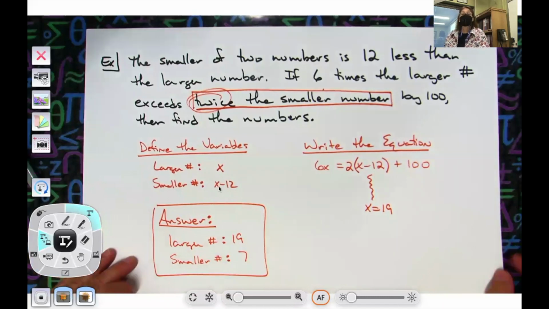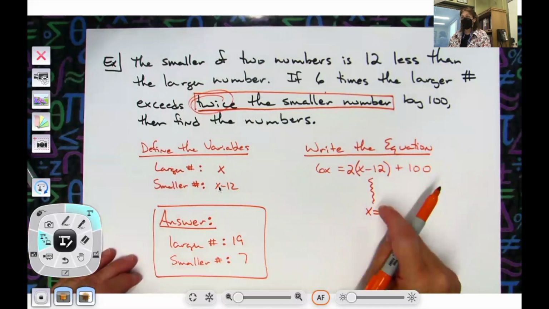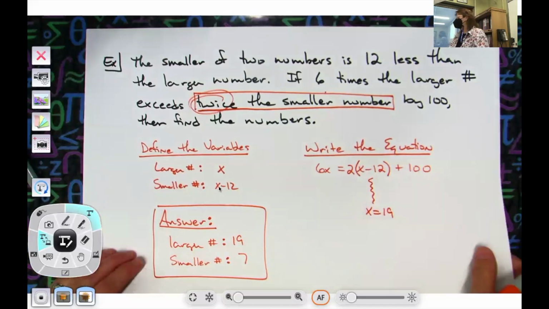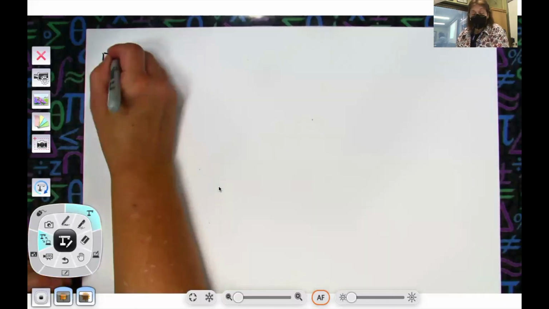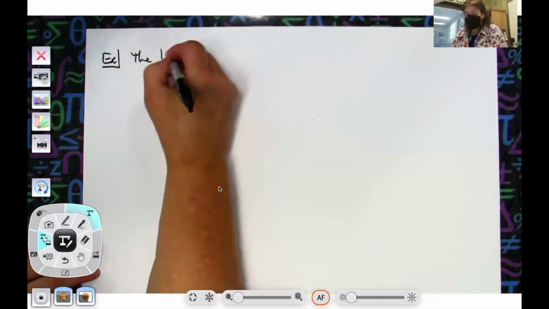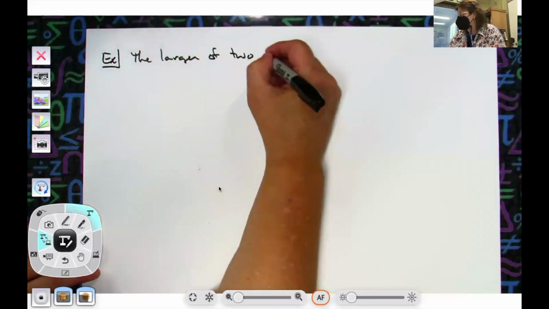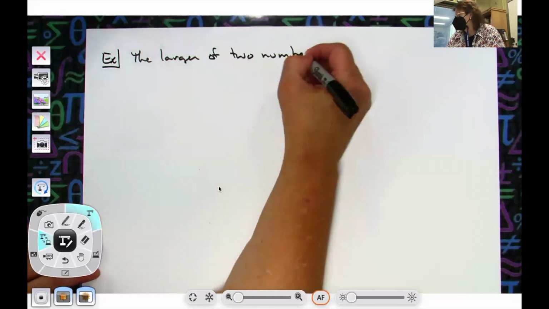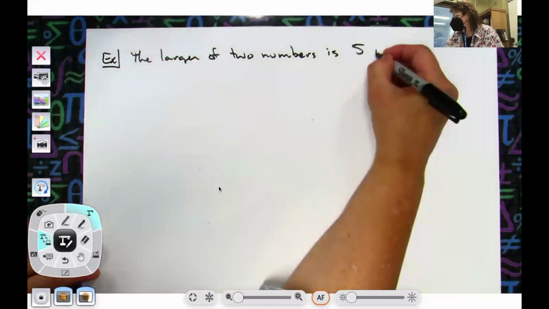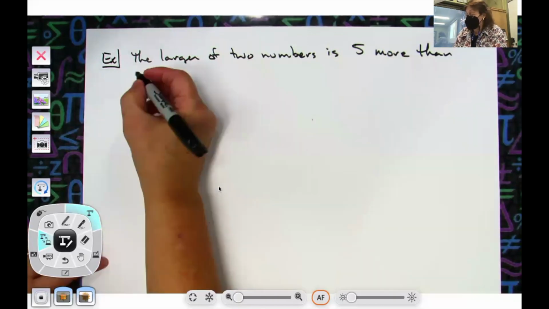This is going to save time. The algebra, I'm assuming you can do because you guys were pretty good at that back in December. Now let's try another one for you just to practice, without me talking and doing all the work. Okay, so let's try: the larger of 2 numbers is 5 more than the smaller number.